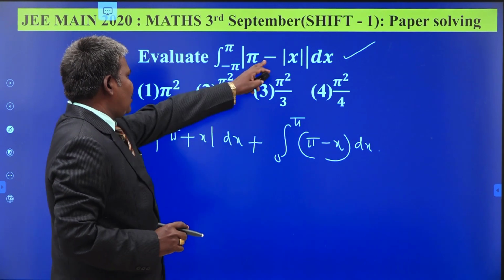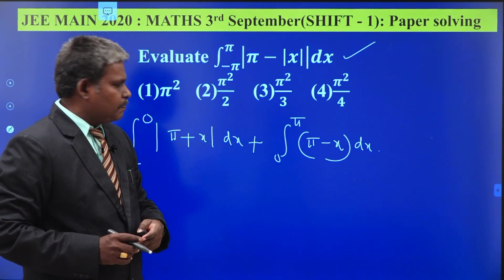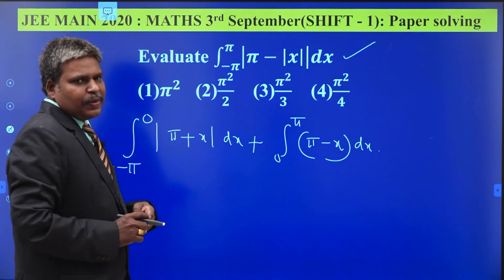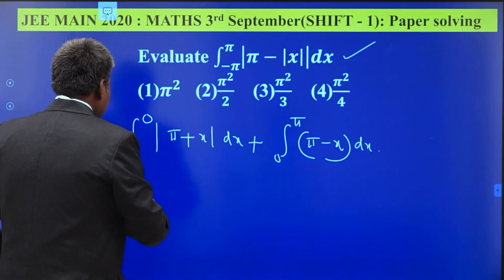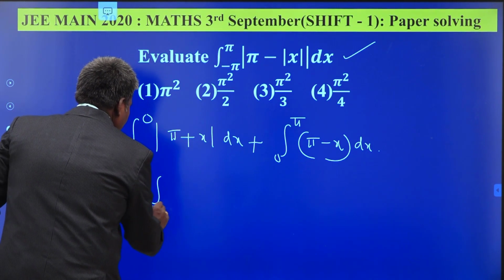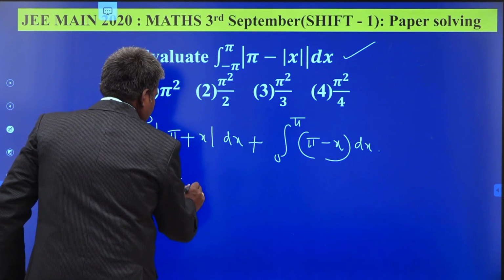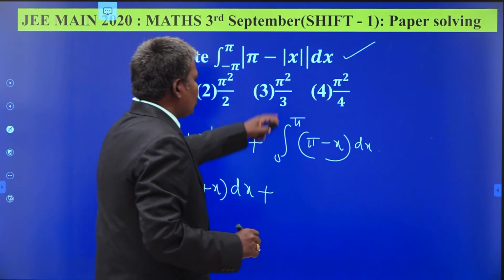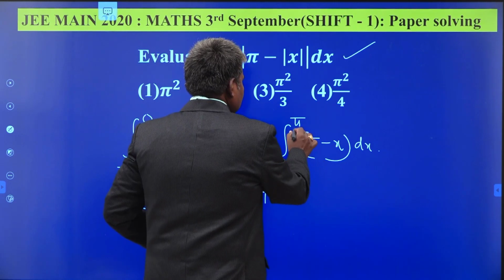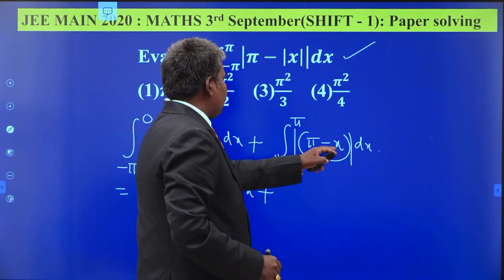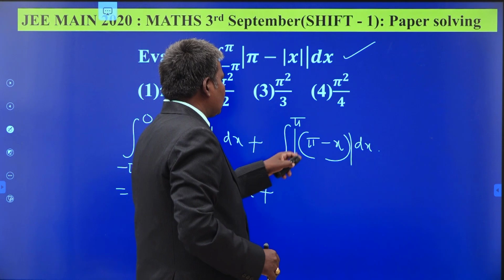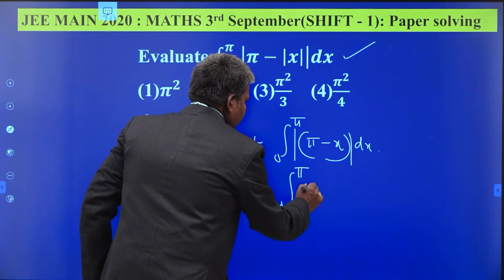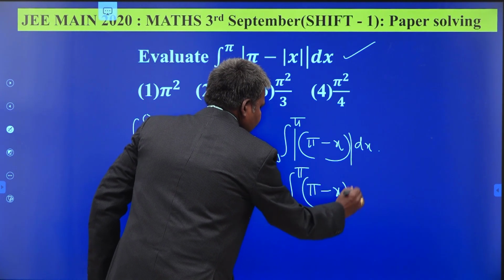By definition of mod x, I am going to split in this manner. Observe that in minus pi to 0, pi plus x is positive or negative? Yes, it is positive. So, this can be written as integral minus pi to 0, pi plus x dx plus 0 to pi. This is again modulus here. Modulus will be removed because in the interval 0 to pi, pi minus x is positive. So, you have to write 0 to pi, pi minus x dx.